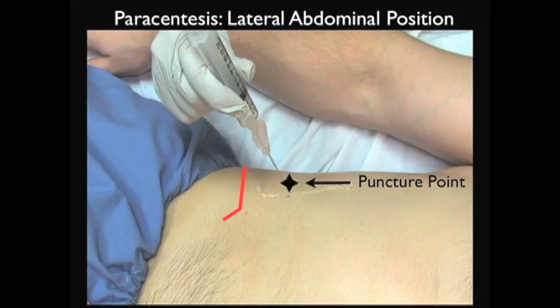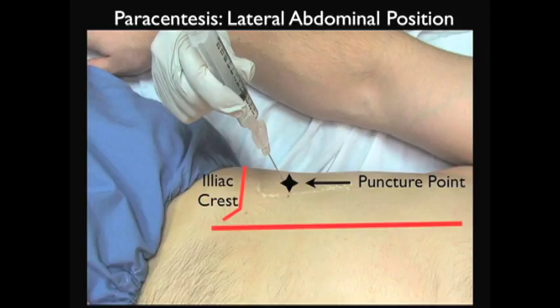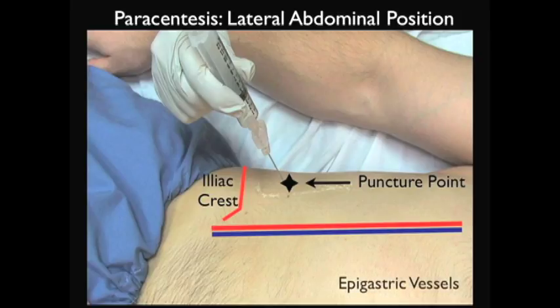Now, some of the surface anatomy that we can palpate includes the iliac crest, and note here we're about 4 to 5 centimeters above the iliac crest there. We also want to avoid those all-important epigastric vessels, which we can see medial to the puncture point from the lateral paracentesis approach. Also recall that bladder can be a problem if it's really overfilled, so it's important to have the patient void prior to a puncture attempt during paracentesis.